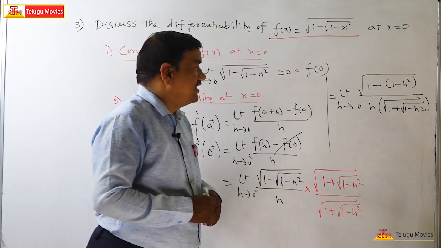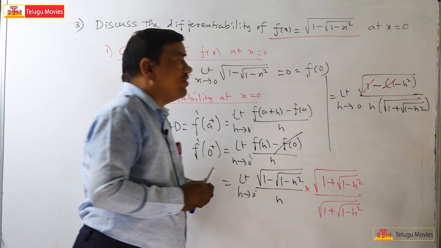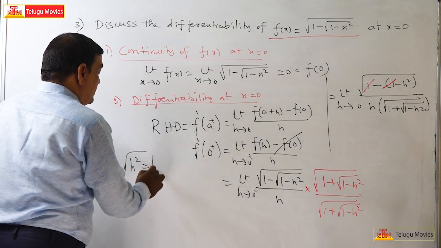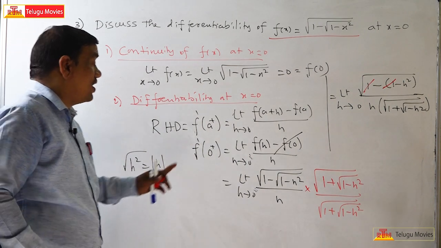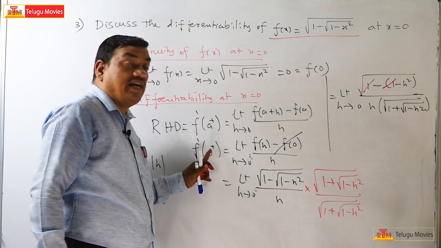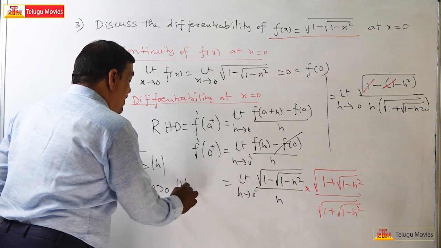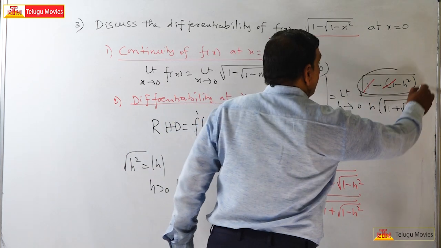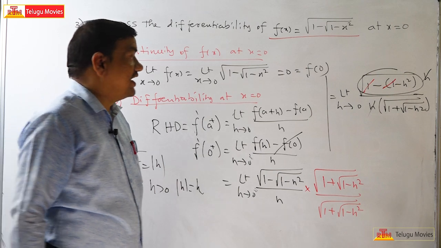Here, plus 1 minus 1 cancel, and root of h square is actually mod h. But here you are approaching h from the right side, which means h is greater than 0. Therefore, mod h you have to take as h. So in this whole thing, h will get cancelled.